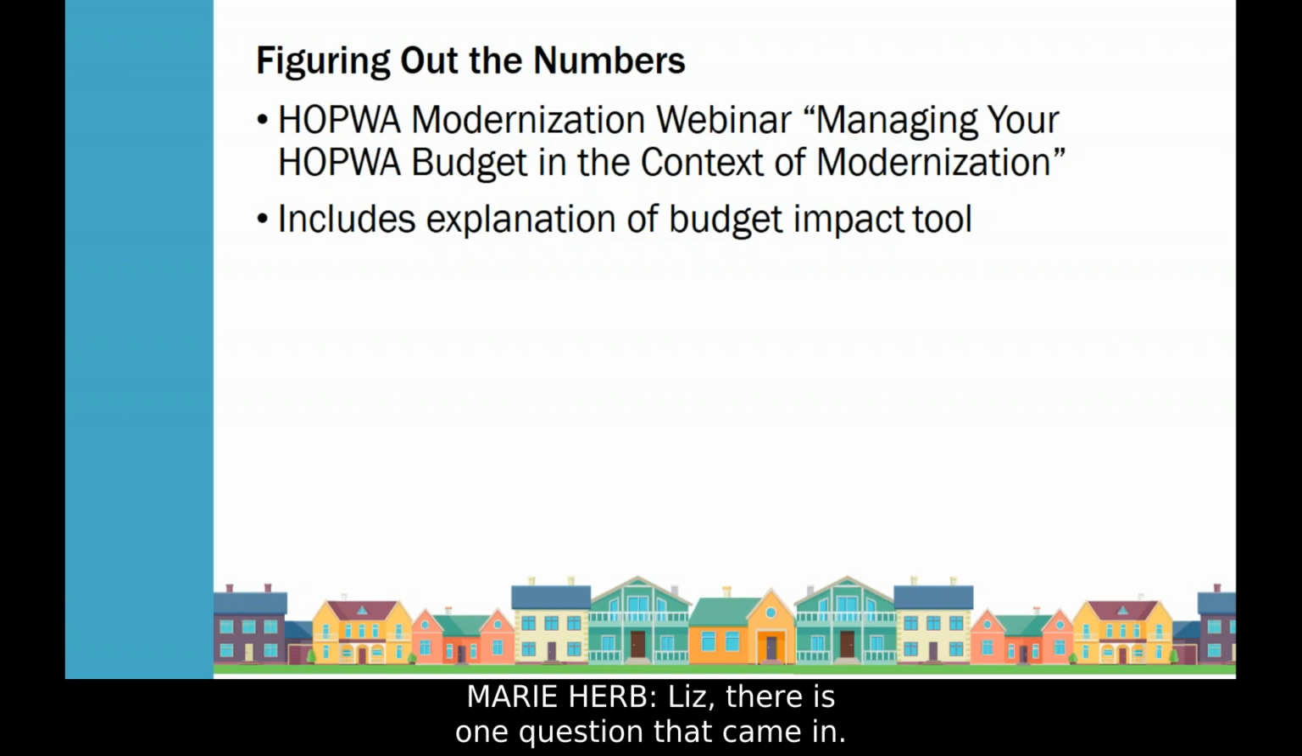Liz, there's one question that came in. I think when you were talking in the community needs section, you introduced the idea of Resource ID, and a question was if we haven't already been approved for Resource ID, what do we have to do to be able to do that moving forward?